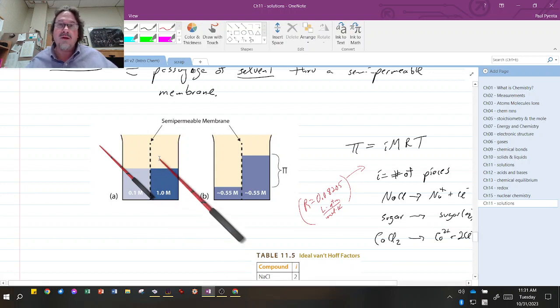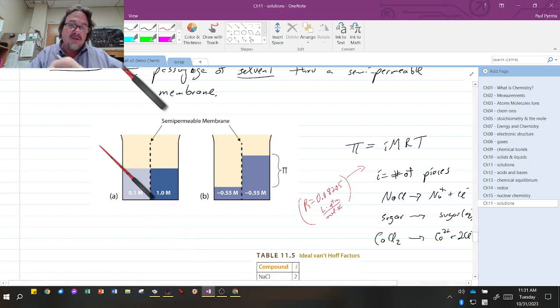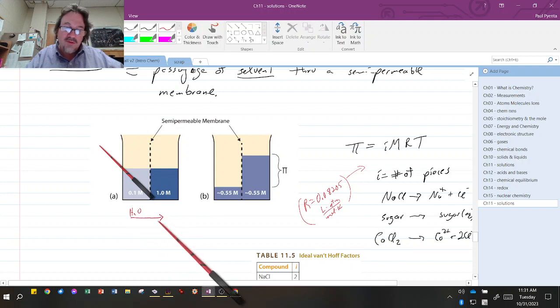Only the water can. And so to try to make it as uniform as possible, what this system does is it allows the water to cross, trying to dilute the more concentrated side. It always goes in that direction. So if I was to draw that on this diagram here, I would say, hey, the water, the H2O, is going from the left to the right, trying to dilute that right side.